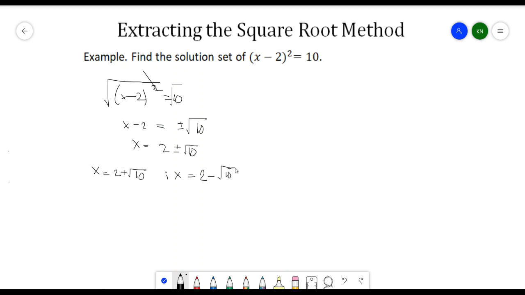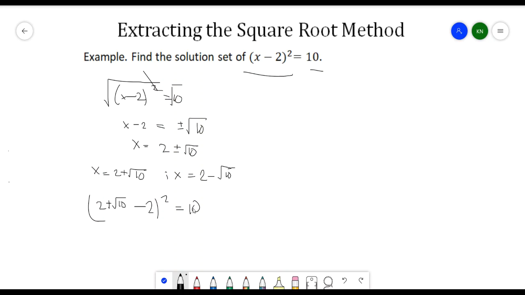Now, we have to check again. Before we can say that that is already the solution set, we need to check if this term is equivalent to 10. By doing that, we need to substitute our values of x. So we have 2 plus square root of 10 minus 2, and then that is squared. If you try to calculate that one, that should be equal to 10.